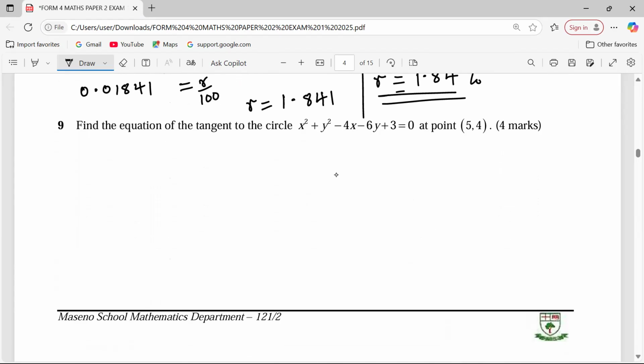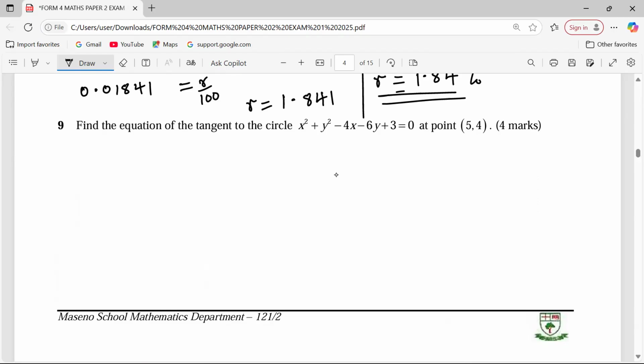Number 9. Find the equation of the tangent to the circle x squared plus y squared minus 4x minus 6y plus 3 equals 0 at point (5, 4). We're supposed to reason so much here.